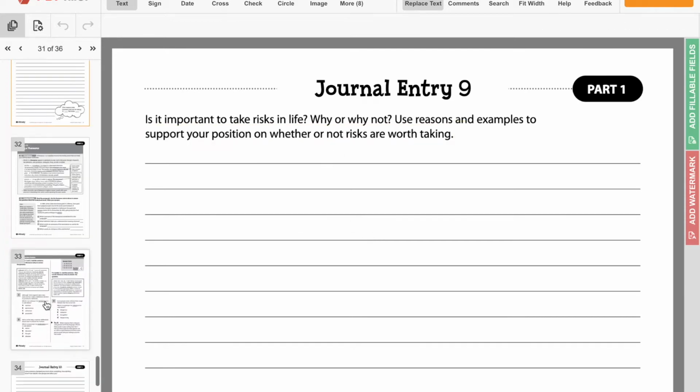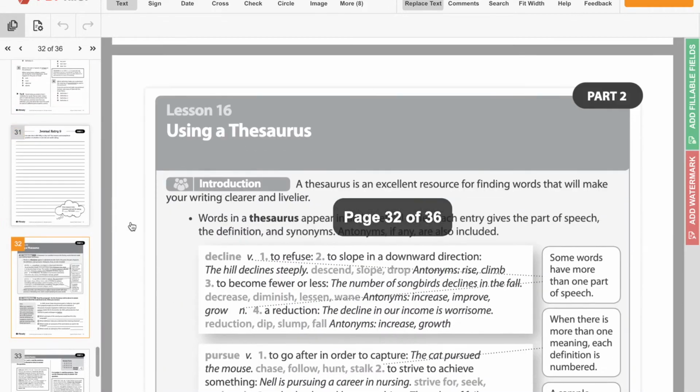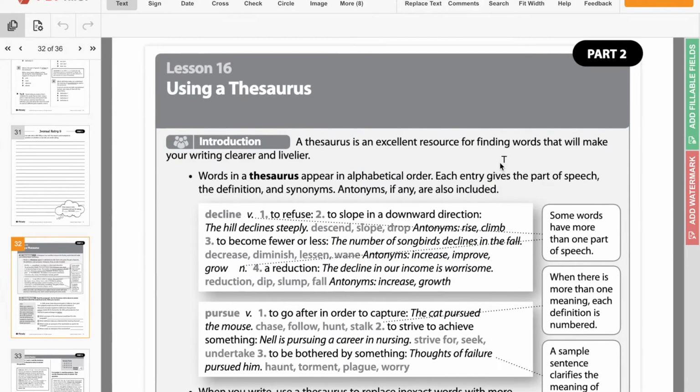So let's go ahead and move on to 32. You guys will do that on your own, but we'll go ahead and move on here. So we're going to go ahead and move on to page 32 here. So on page 32, last time we talked about looking at dictionaries to look up definitions and things like that. Today we're talking about using a thesaurus.